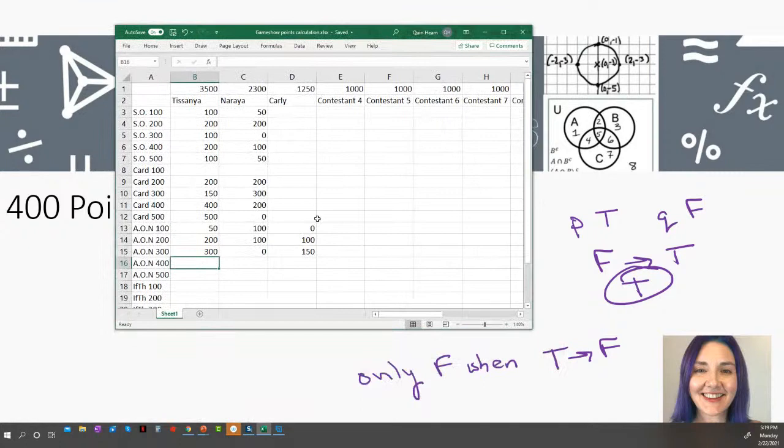That's going to be 400 and... wait, I can't remember. Let's see. Yeah, 400, 0, 200. Okay, so we're going to stop there. So we have first, second, and third place.